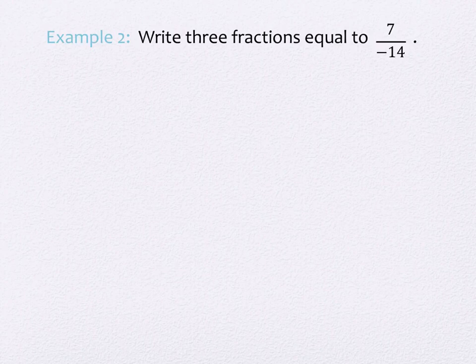All right, somebody tell me one that you have. Any of them that you have. Yes, ma'am. 1 over negative 2. Do others of you have that same one? All right, so that's a reducing one you did, right? Okay. What else do you guys have? Yes? 14 over negative 28. So that's one where you multiplied by 2 on the top and the bottom. Yeah? Something else.